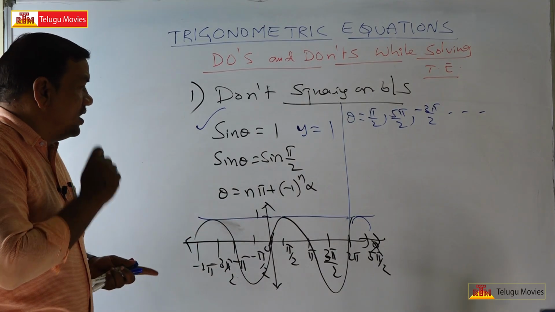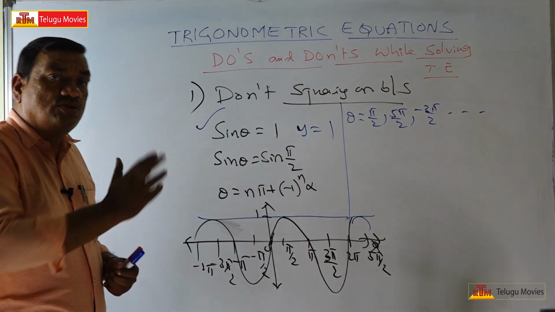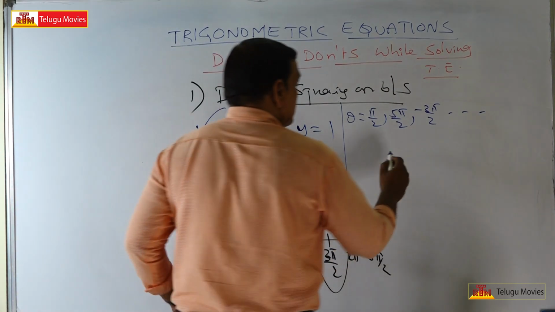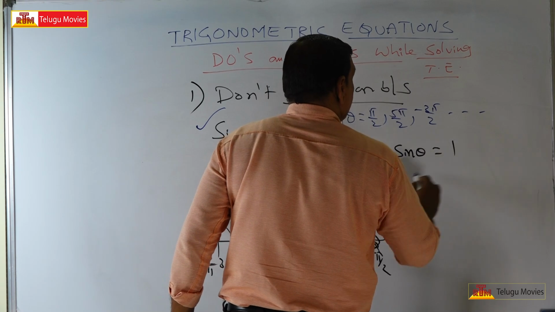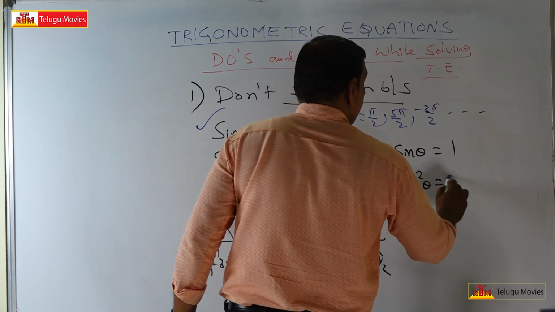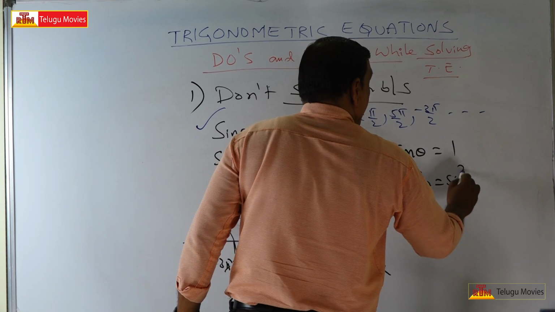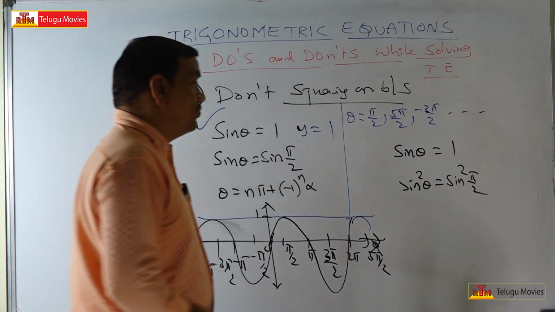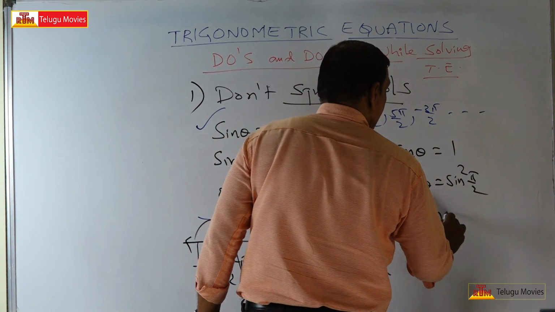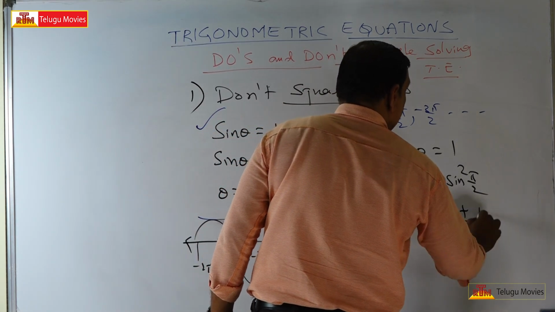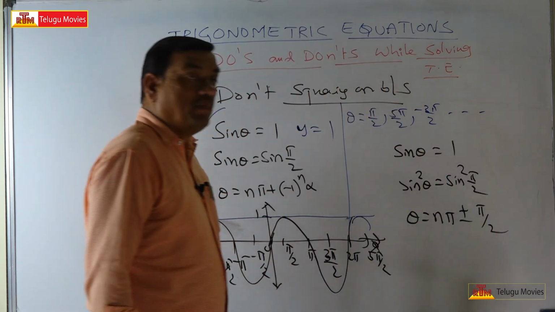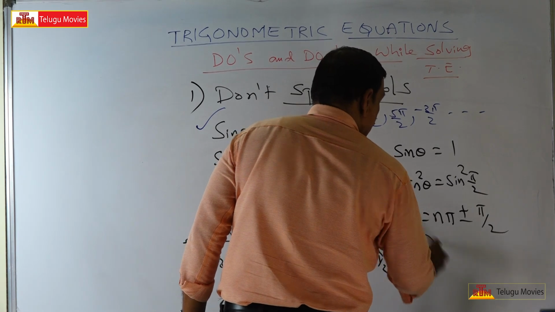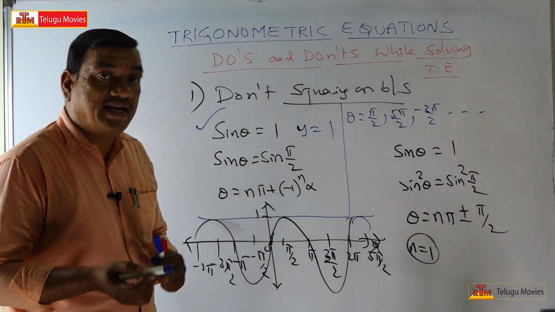Now, if we square both sides of the same problem, let us see what happens. Sin theta is equal to 1, so sin square theta is equal to sin square pi by 2. So we have the general solution theta is equal to n pi plus or minus pi by 2. Let us take n is equal to 1 and check what happens, taking the plus.